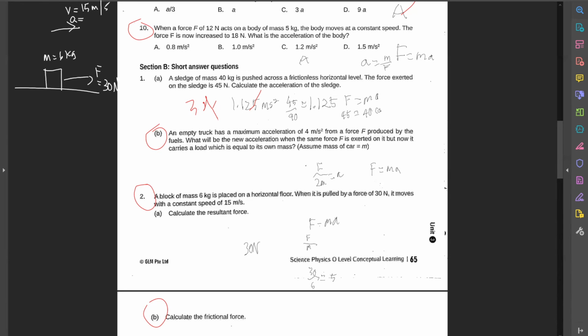What can you say about the acceleration? It writes constant speed of 15. So what does it imply? It's moving at the same. Yes. So what happens to the acceleration? Constant.